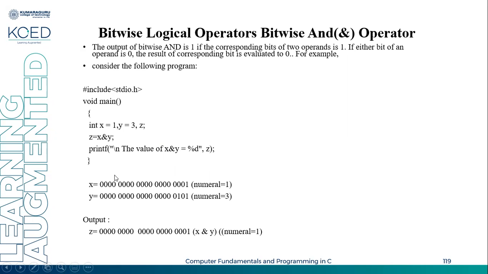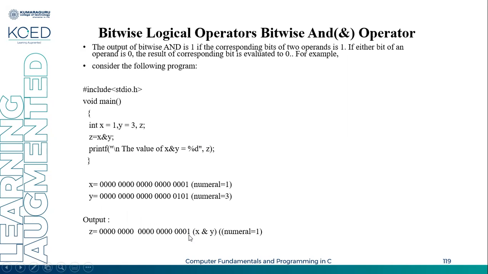The binary representation of 1 in 16 bits contains fifteen 0s and the last bit is 1. The binary representation of 3 is 11, so it is fourteen 0s followed by 11. Now we are performing an AND operation. As per the AND operation, if both bits have the value 1, it will return 1. If either bit is 0, it will return 0. The AND of x and y is performed and the value is stored in z.